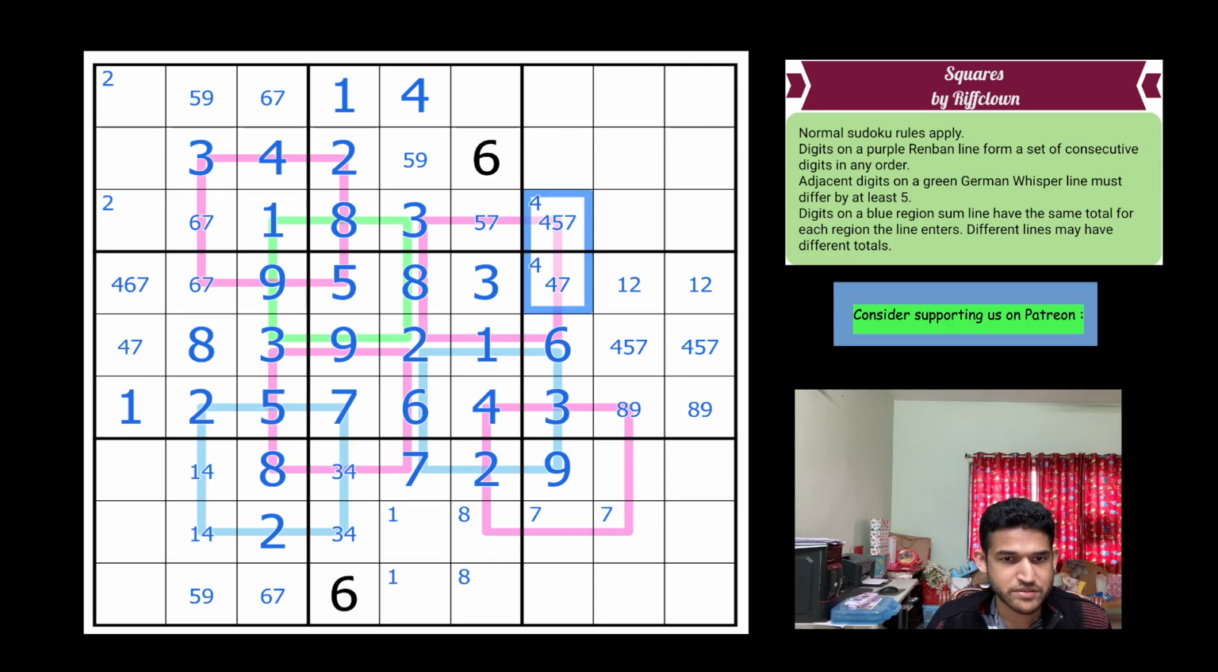Okay, where does 6 go in this Renban line? 6 must be in one of these two cells. You can't have 6 here. That forces 6 in one of these two cells. 7 is in one of these two cells. So this will be a 5, 8, 9 by Sudoku. Okay, the Sudoku is still hanging on.